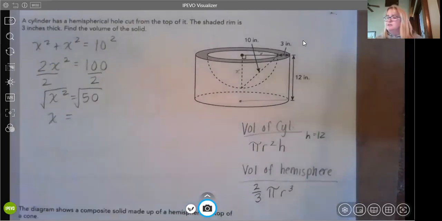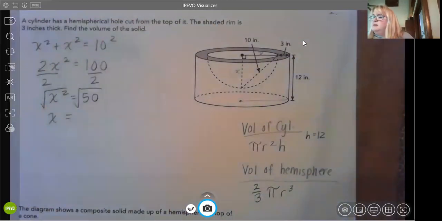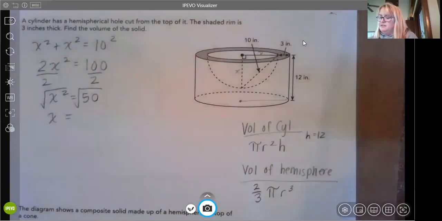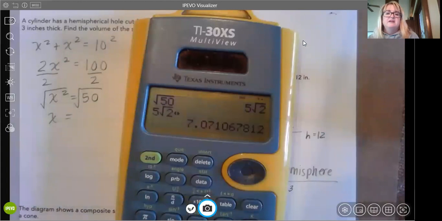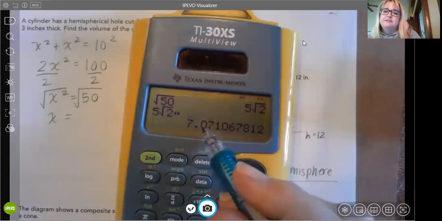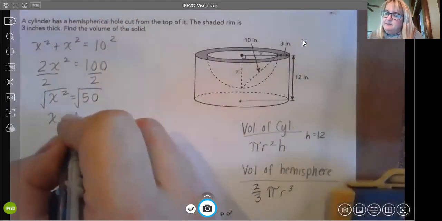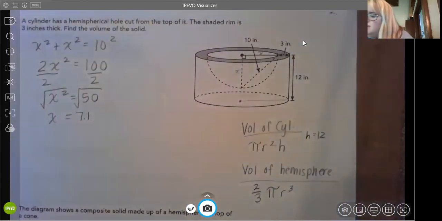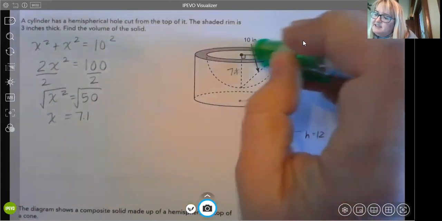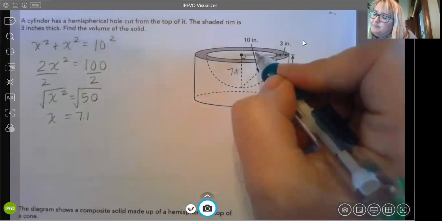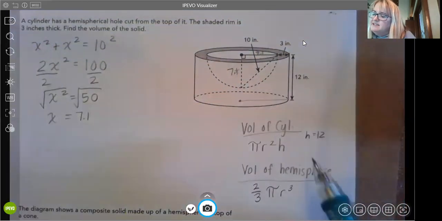So x equals, what did I do with my calculator? There it is. You need to figure out what the square root of 50 is. The square root of 50 equals 7.071, etc. We're rounding to the nearest tenth, so the 0 is going to become a 1. So x is 7.1. So this is 7.1, this is 7.1. So the radius of the hemisphere is 7.1.